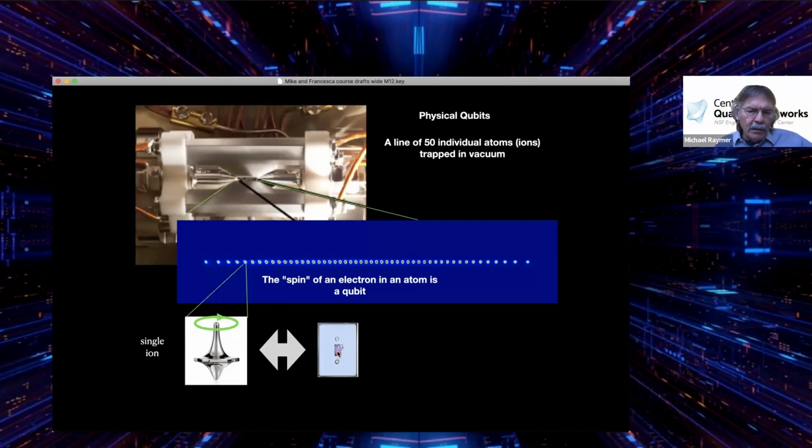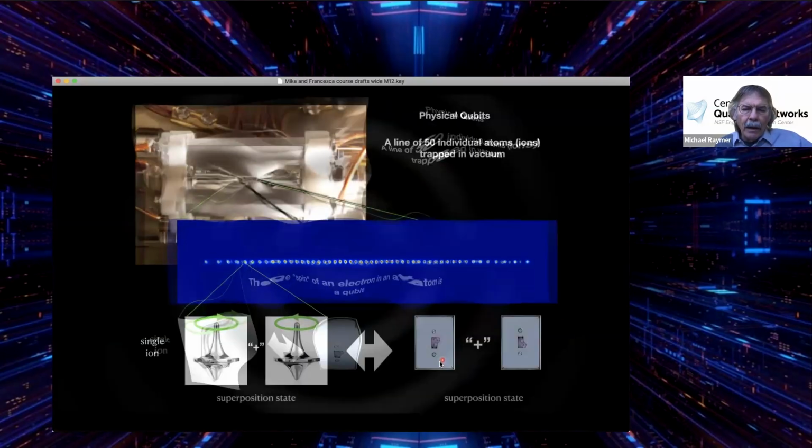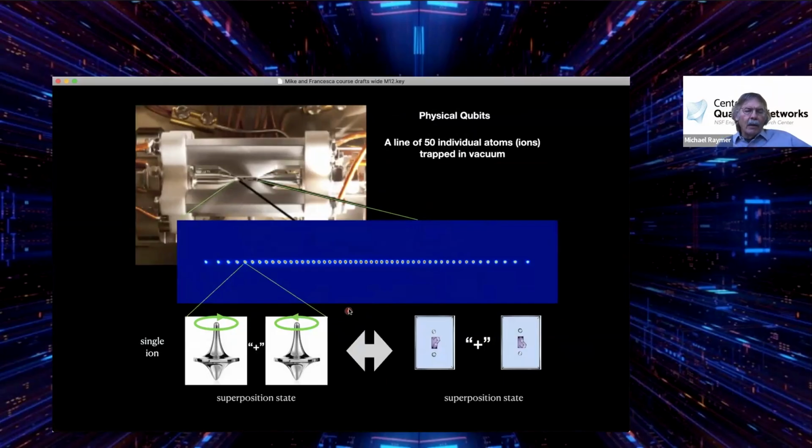And that corresponds to a switch in the up position, so I'll call it a 1. Now, it can also spin to the left, or counterclockwise. In fact, by using laser control, the spinning electron can be put into a quantum superposition state of spinning counterclockwise and spinning clockwise simultaneously. And it looks like this in the context of switches. Again, the plus sign simply means superposition state.